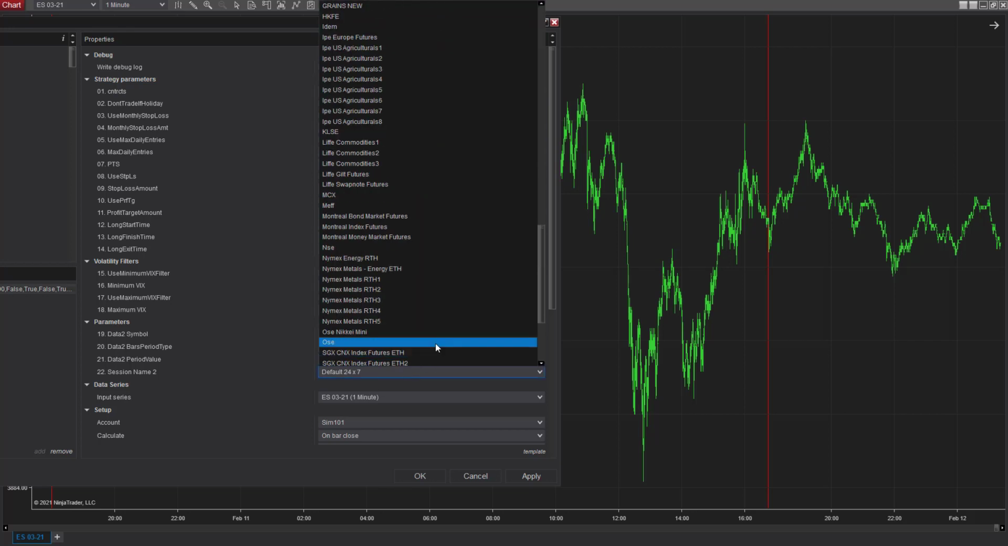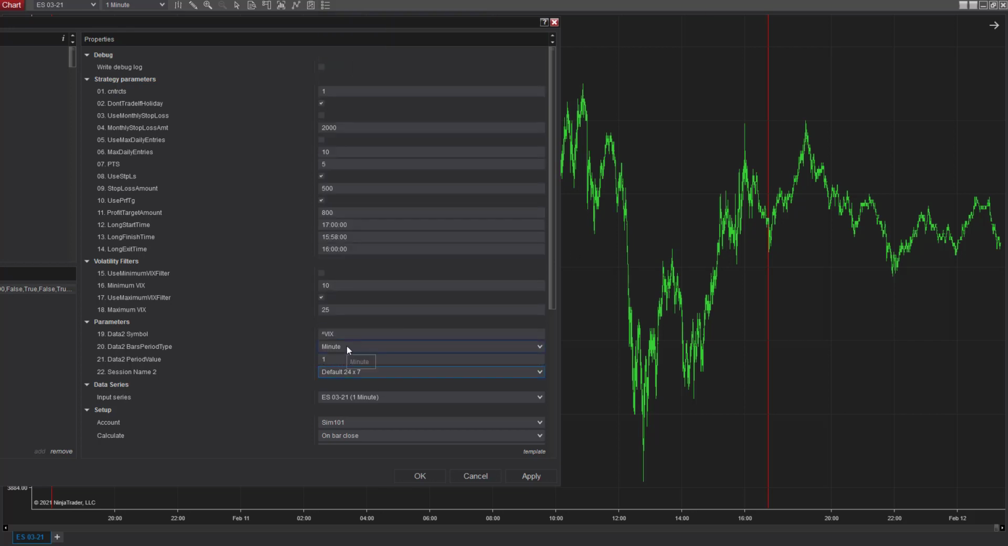It needed a custom session. If I didn't add this session name to the Ninja script, then the results wouldn't be the same, and it did not include the entire VIX session data. So I had to include adding the data symbol 2, data bars period type 1, 1 minute, and then we have to have the default 24/7 to tell it to make sure to look at all the VIX data that's available instead of just during a fixed default session.